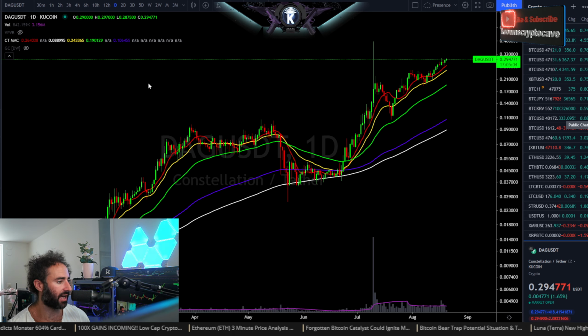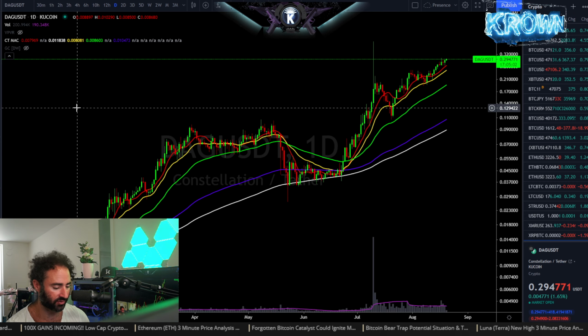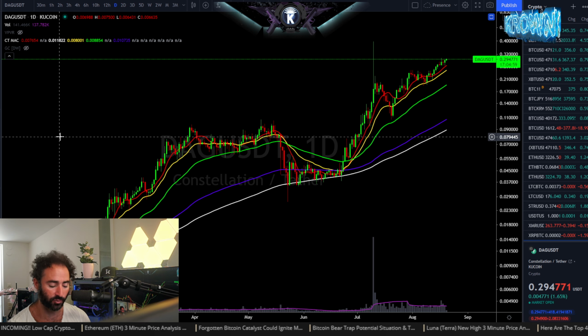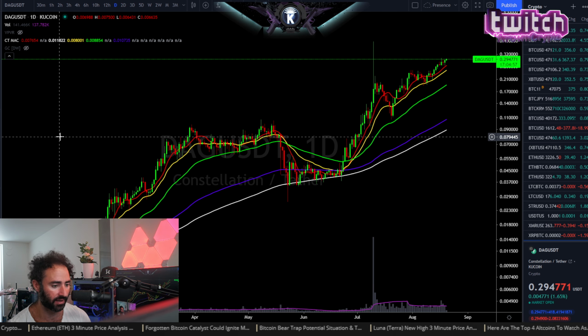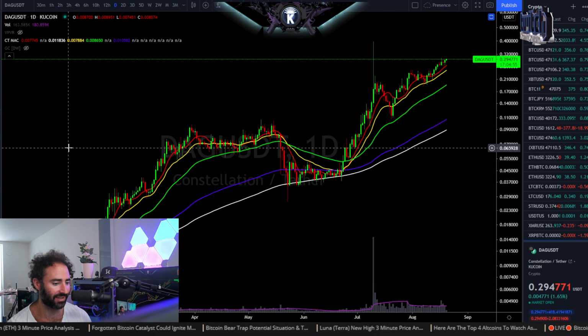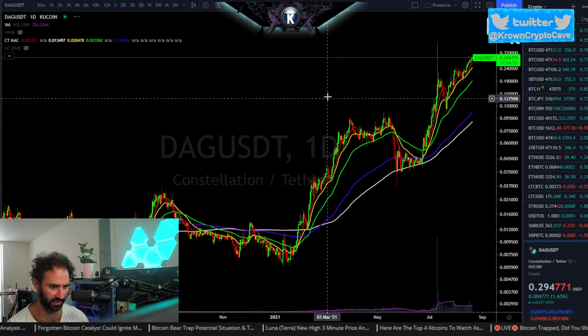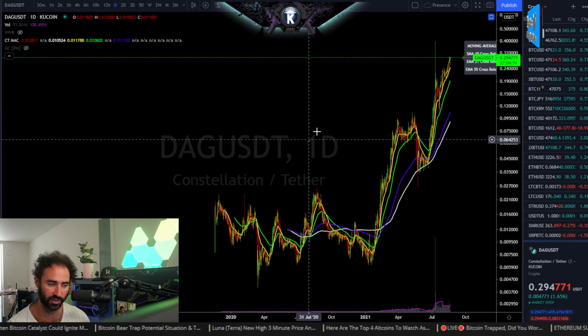Here we go. We have Constellation symbol DAG versus US dollar. This one being requested by our community member Brandon Rees. He wants to look at the fib on DAG. Well, first off, let's just give it a general look overall. Pretty damn good chart right here.